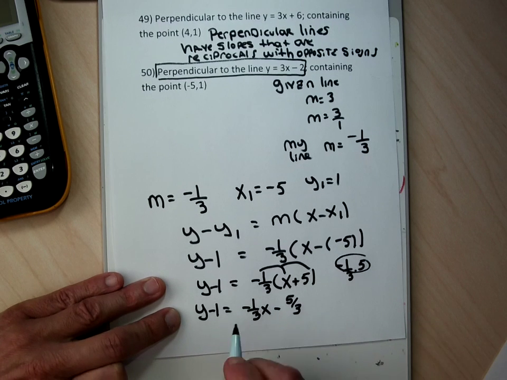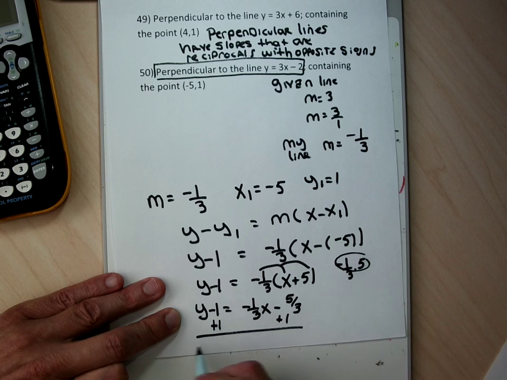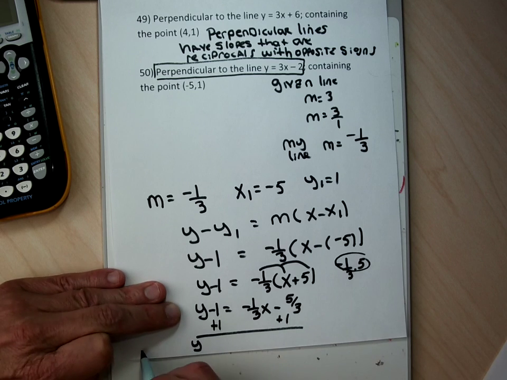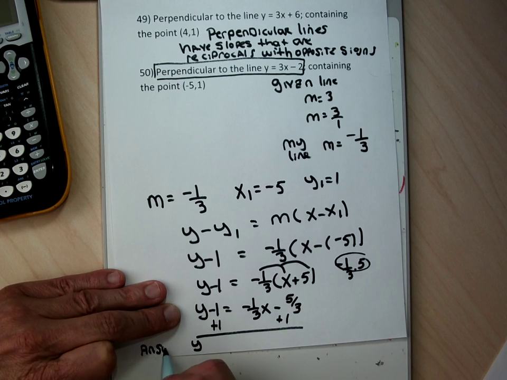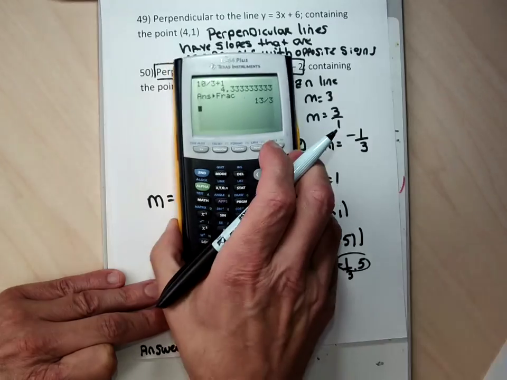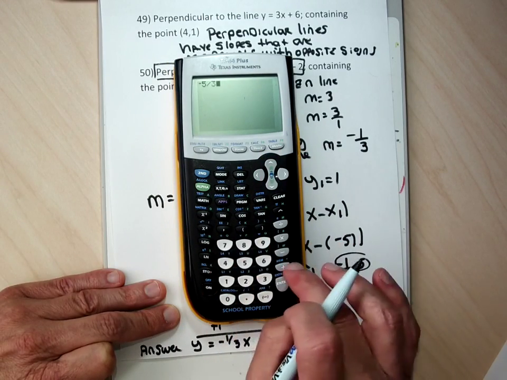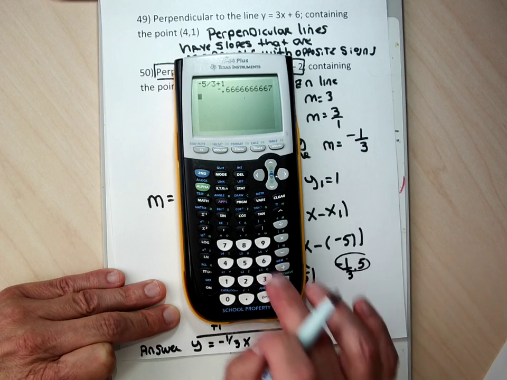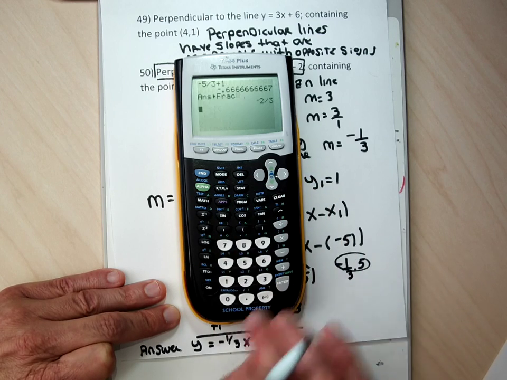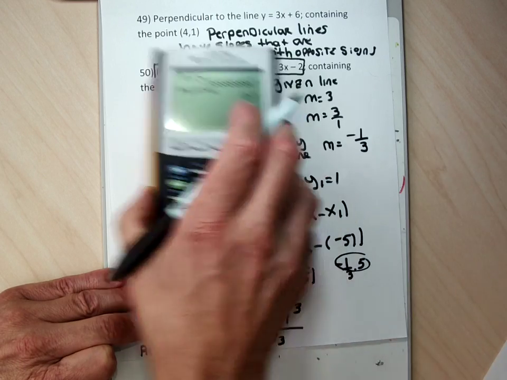Now I have to add 1 to both sides. On the left side, I'm going to get y, which is going to be the beginning of my answer. On the right side, I get negative 1/3 x, and negative 5/3 plus 1. If I can't do that, I go negative 5 divided by 3 plus 1 equals math, enter, enter, and I get negative 2/3. So it's going to be negative 1/3 x minus 2/3.